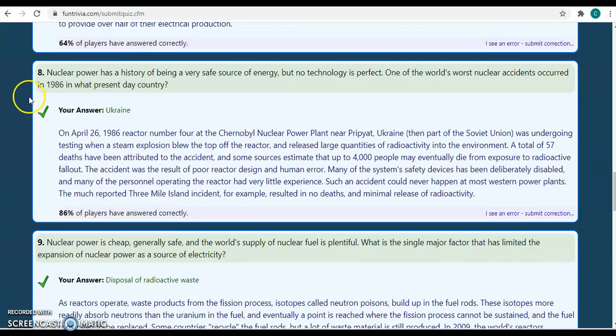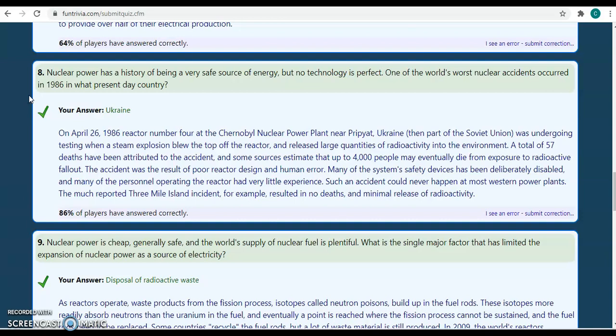Nuclear power has a history of being a very safe source of energy, but no technology is perfect. One of the world's worst nuclear incidents occurred in 1986 in what present-day country? Now, I was very young when this happened, and none of you would have been born, but it is likely that you have heard of the Chernobyl nuclear power plant, not least because in recent times some films and TV series have been made about it. It was in what is now the current-day Ukraine. At that time, it was part of the Soviet Union.